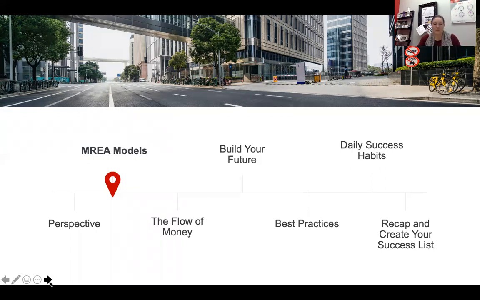So we're going to now look at the Millionaire Real Estate Agent models, or the MREA. If you're new to Keller Williams, we have our own language, and MREA stands for Millionaire Real Estate Agent. If you have not bought this book, I have a special leadership version. But if you have not already bought this book, you need to buy this book, and you need to go ahead and start digging into it.